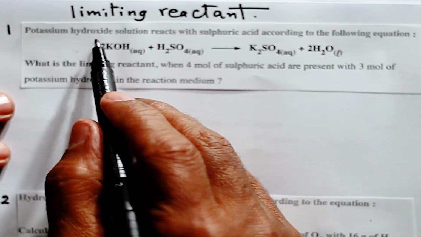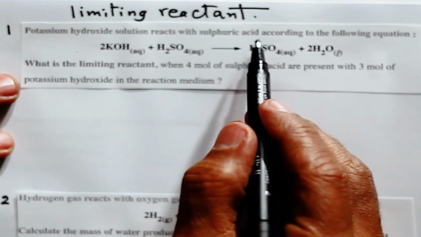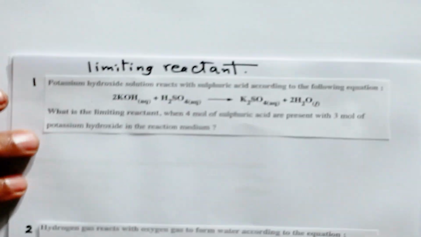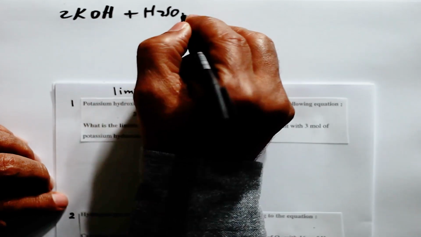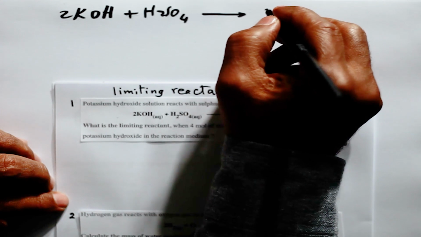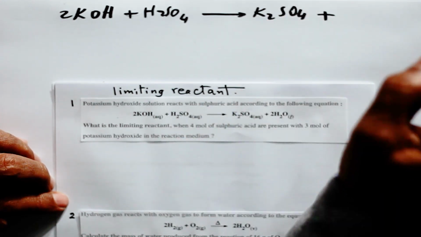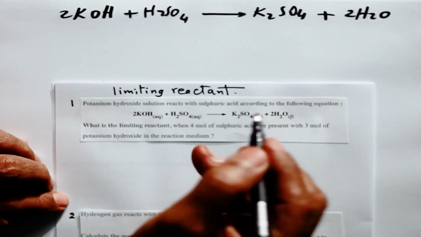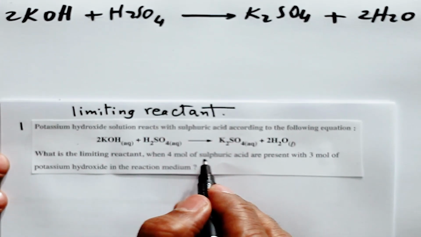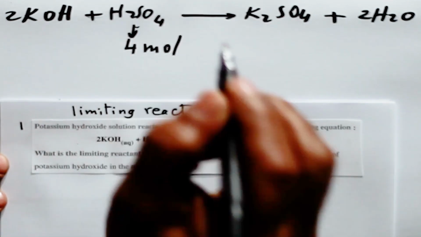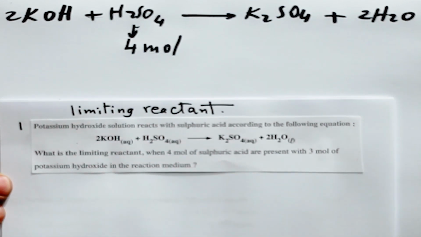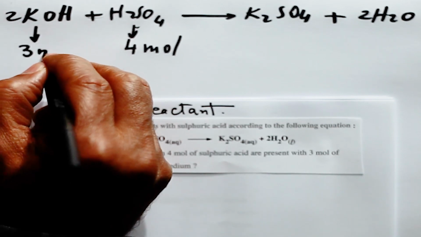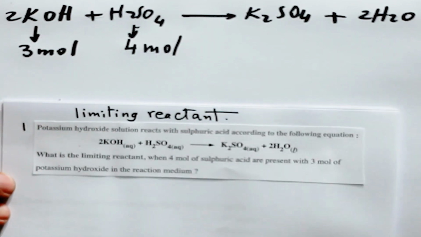To solve a problem of limiting reactant: potassium hydroxide solution reacts with sulfuric acid according to the following equation. 2KOH reacts with sulfuric acid H2SO4 to produce K2SO4 plus 2H2O. What is the limiting reactant when 4 moles of sulfuric acid are present with 3 moles of potassium hydroxide? How can we solve this problem?